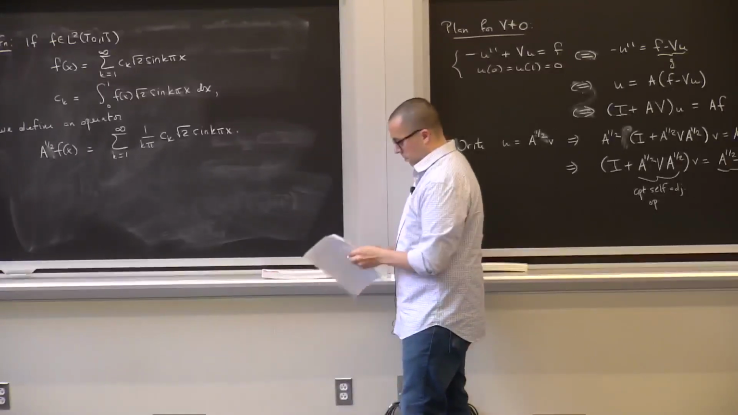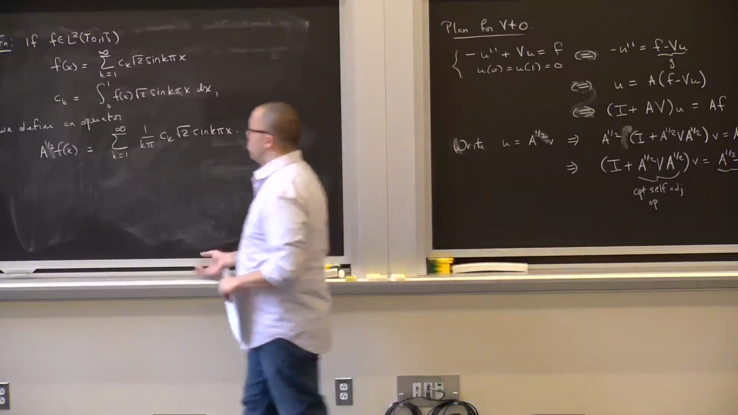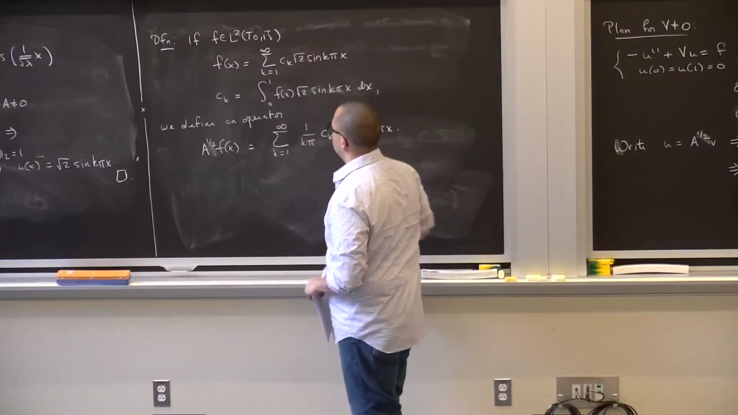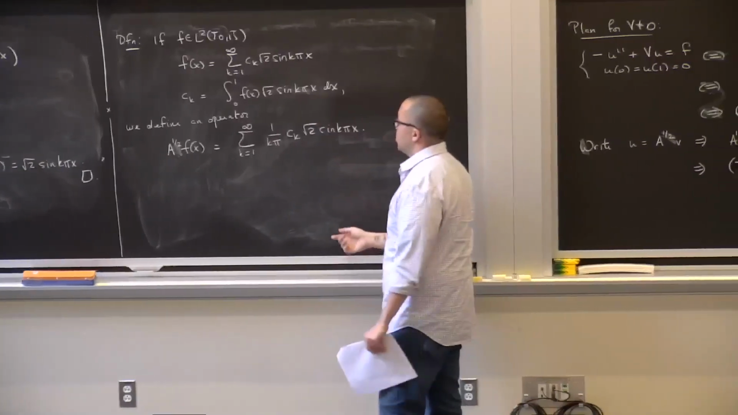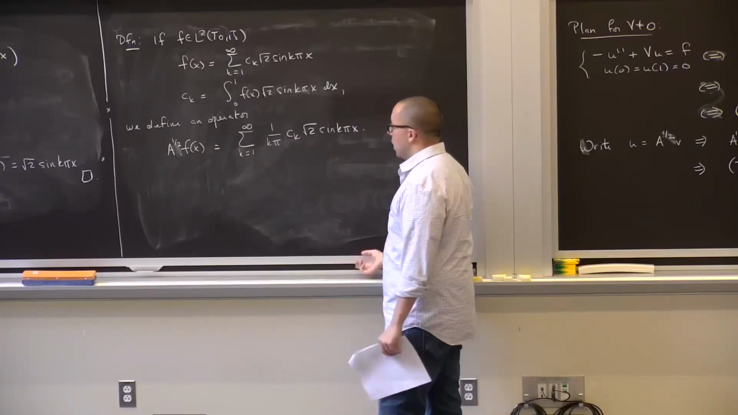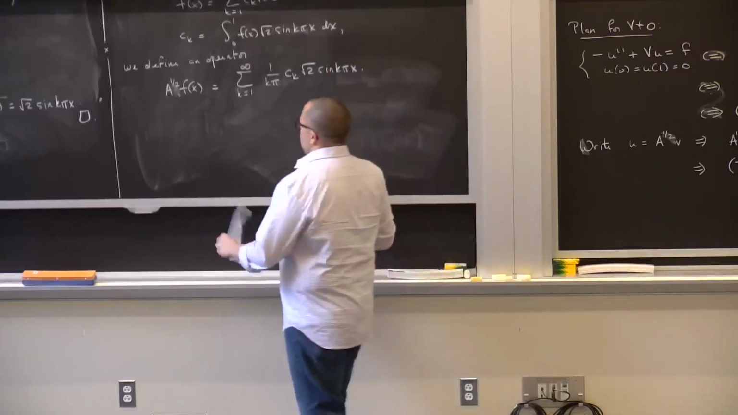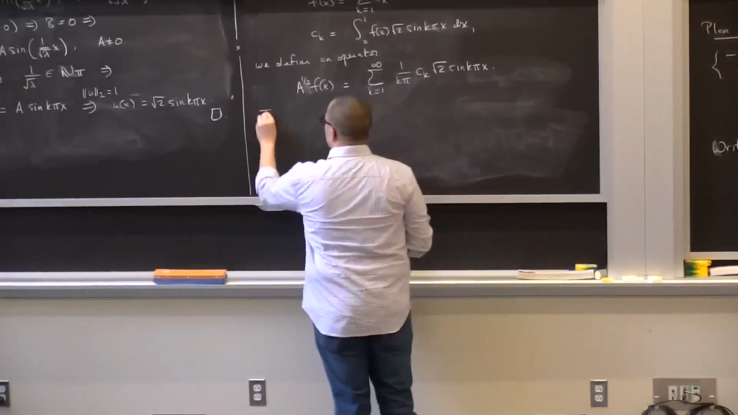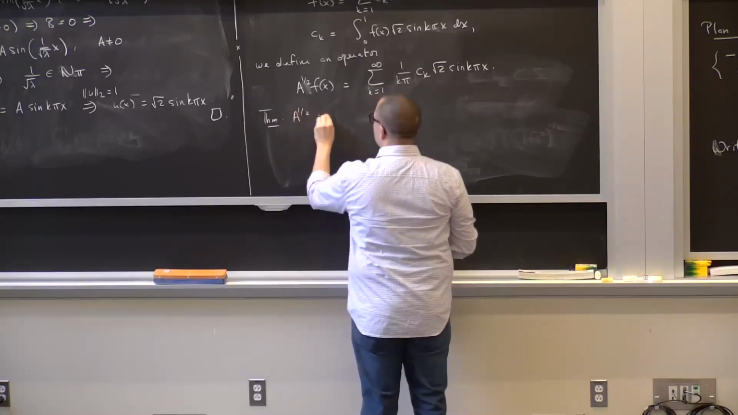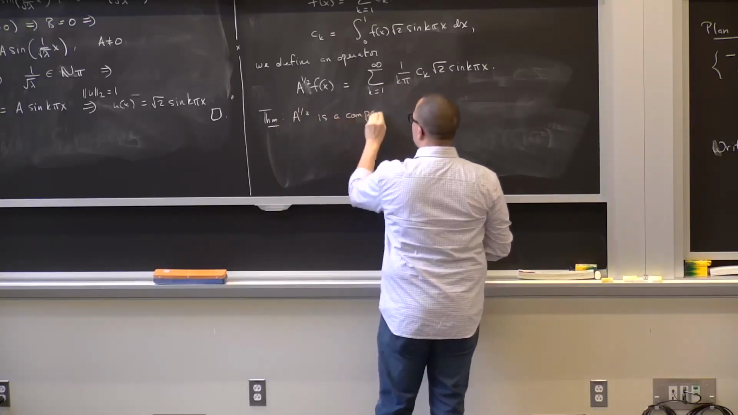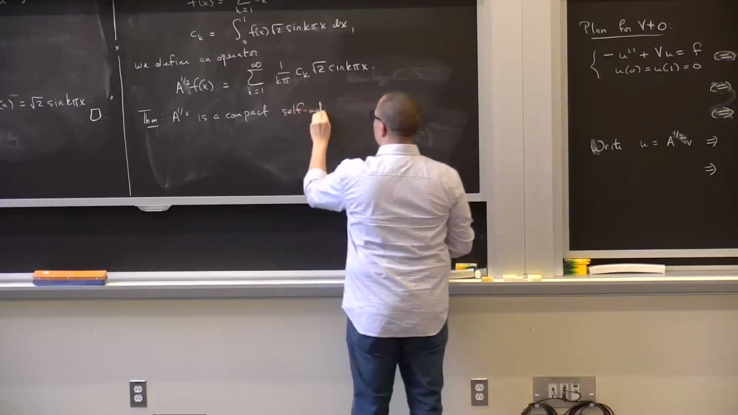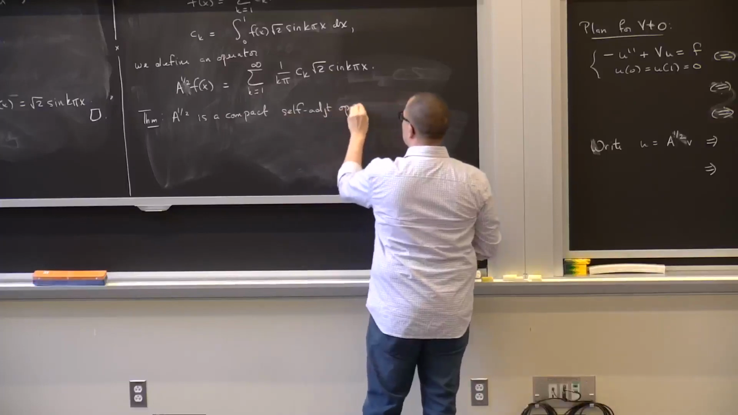Okay. So right now I just have this expression: given a function in L2 with this expansion in terms of this orthonormal basis, I do this to the coefficients. I take the coefficients and multiply them by 1 over k pi. And my claim is that A to the 1/2 is a compact self-adjoint operator on L2.